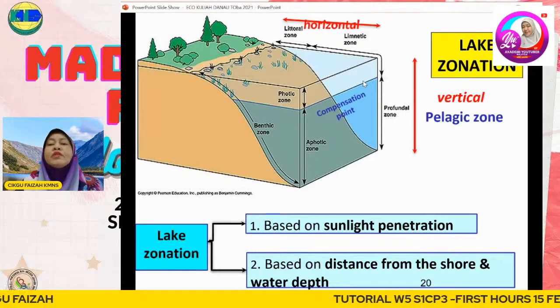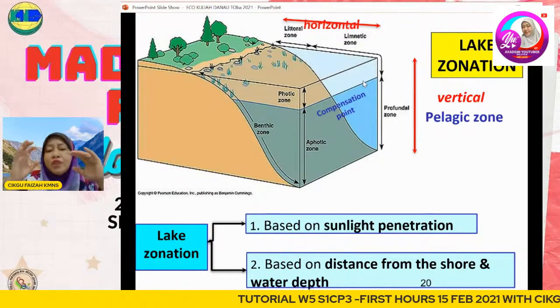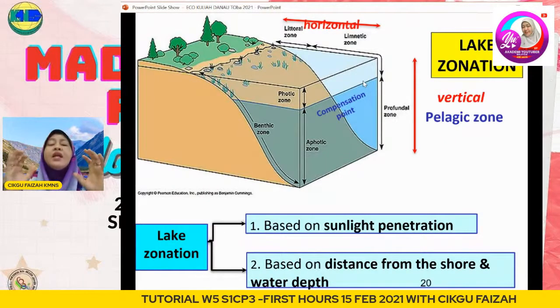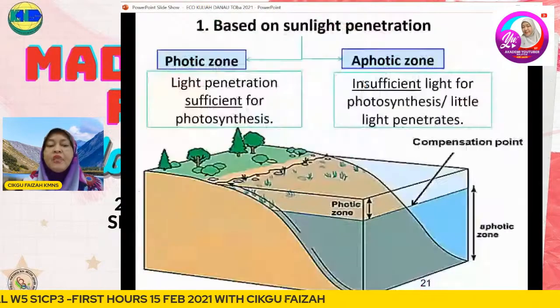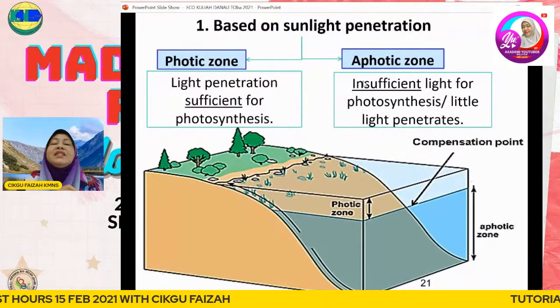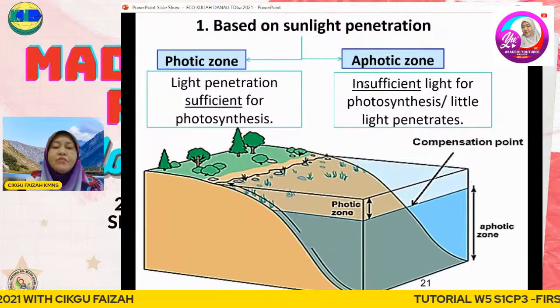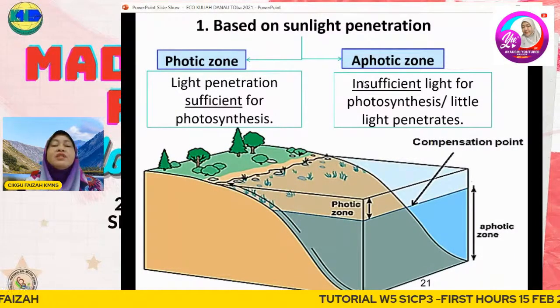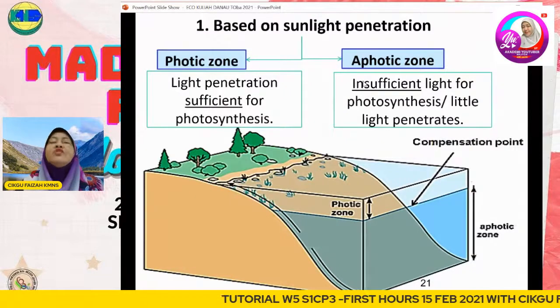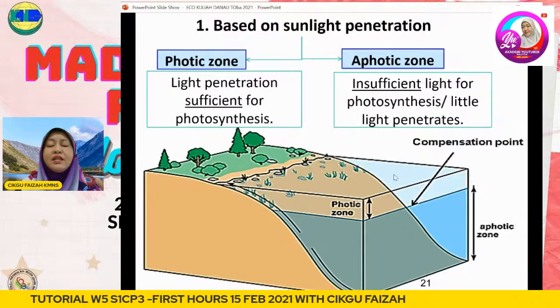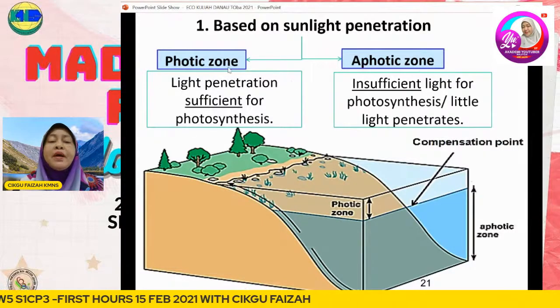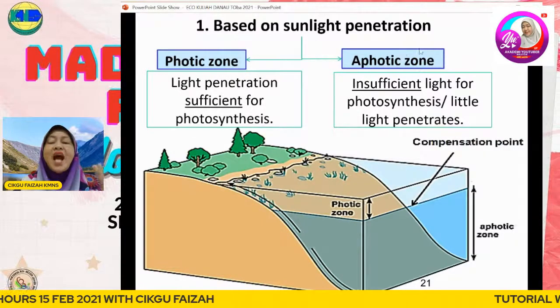Okay, in order to do zonation, you want to divide this lake into its own zones. We base it first on the sunlight penetration. Do you get me, class? So, sunlight penetration. As you all know, when teacher mentioned this lake is a lentic water, it involves two zones, photic and aphotic.